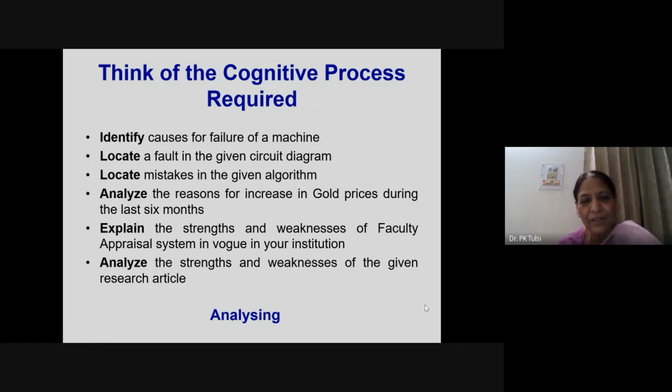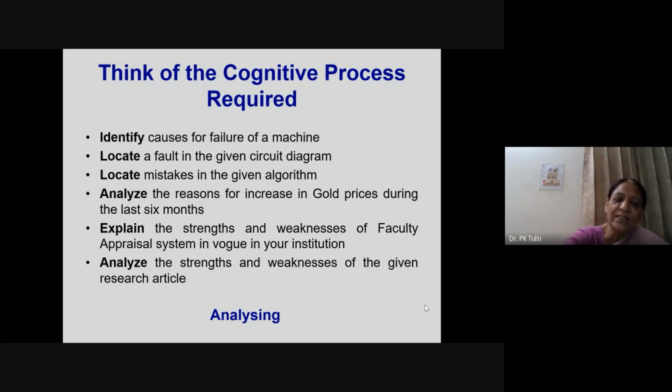Another one you can see is locate the fault in the design. Now, every teacher asks the students to prepare a circuit diagram for the lab when they go for experimentation, or maybe in the class also. So you need to analyze what is the mistake, the fault made by the student in the circuit diagram. Likewise, in the algorithm written by the learners, analyze the reasons for increase. Or explain the strengths and weaknesses of the faculty appraisal system in vogue in your institution, using the word explain.